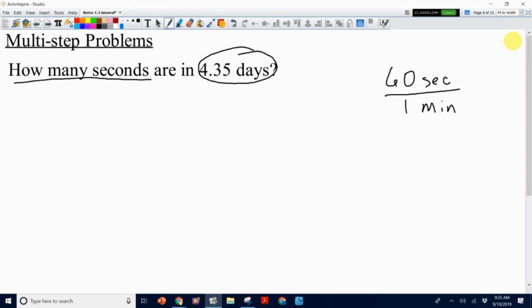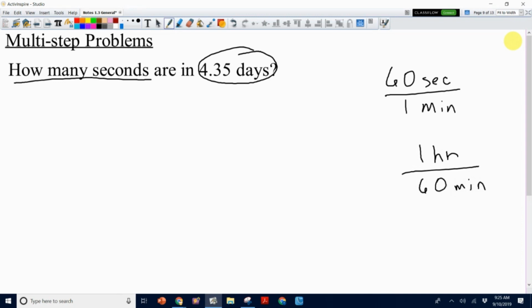Okay. Do you know how many minutes are in a day? Because we're trying to get to days. No, I don't. But I do know how many minutes are in an hour. So 1 hour is equal to 60 minutes.